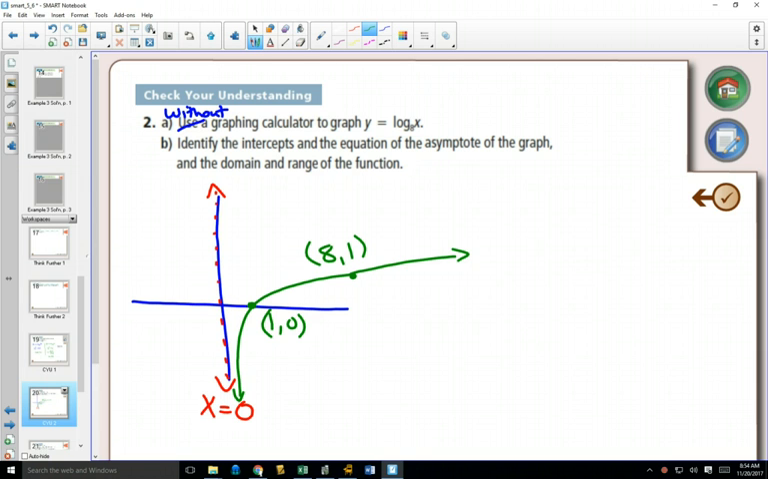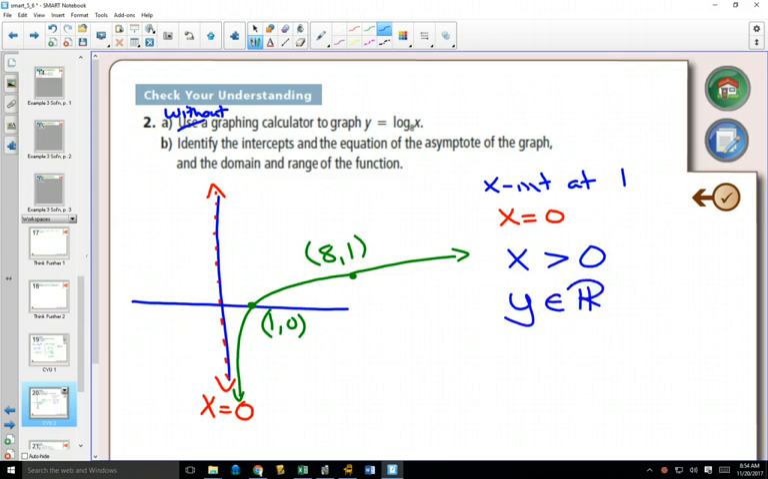And with this basic log graph, we can now say, what are the intercepts? Well, there's only an x-intercept at 1, there are no y-intercepts. The equation of the asymptote is x equals 0. The domain, all your x values are bigger than 0, but not equal to 0. And your range is everything.